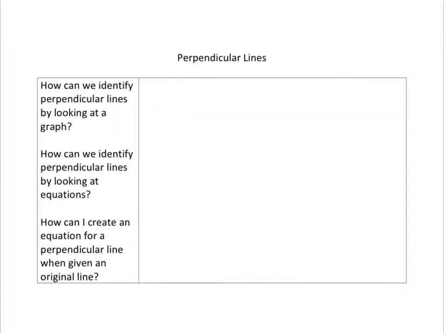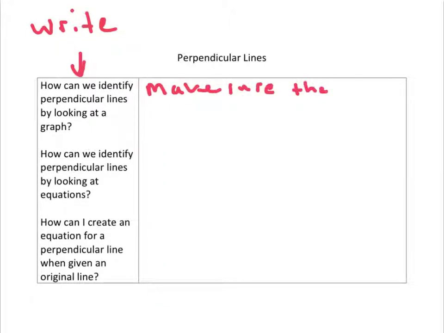With perpendicular lines, same thing. Write these and also write the responses. So how can we identify perpendicular lines by looking at a graph? We need to make sure they cross at 90-degree angles. And a way you can do that, it actually ties into the second one.